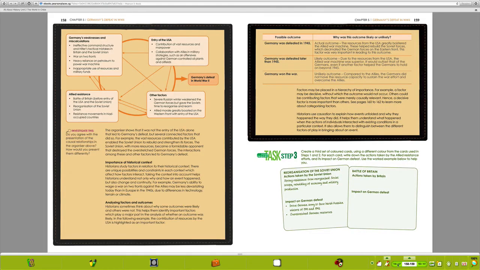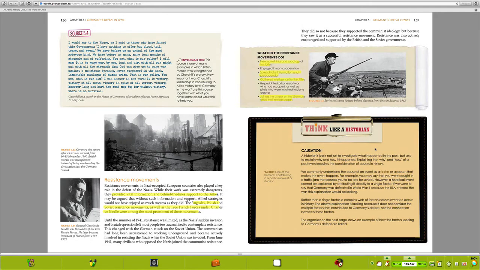Okay, with that, we've come to the end of part 3. Let me just summarize what we have covered so far. We have learned about number 1, Allied resistance led to the defeat of Germany because of the reorganization of the Soviet Union, which allowed them to regroup in order to defeat Germany. Secondly, British resistance to German invasion. And lastly, resistance movements, such as the one we've just covered.